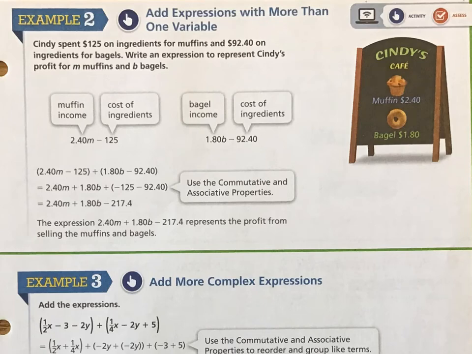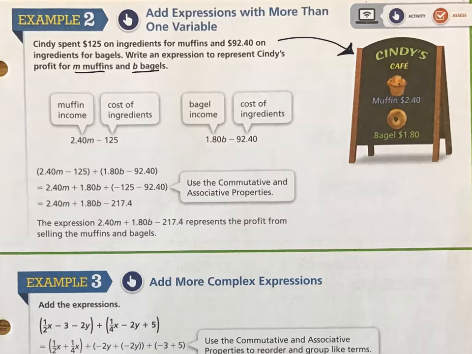Example 2. Add expressions with more than one variable. Cindy spent $125 on ingredients for muffins and $92.40 on ingredients for bagels. Write an expression to represent Cindy's profit for M muffins and B bagels. So we're going to have to look over here at the sign because the sign usually gives us additional information.